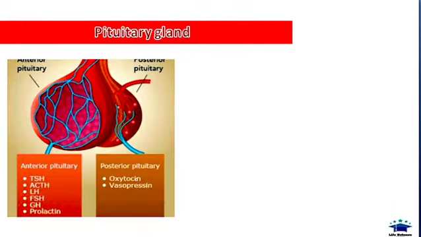So first of all, in this slide we will focus on the pituitary gland. The pituitary gland receives signals from the hypothalamus. This gland has two lobes. First lobe is the posterior lobe.